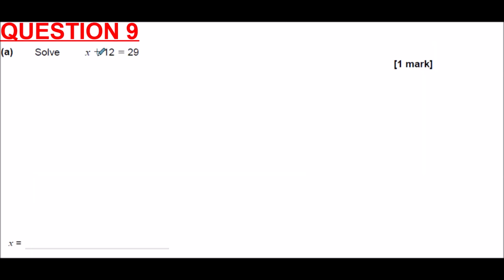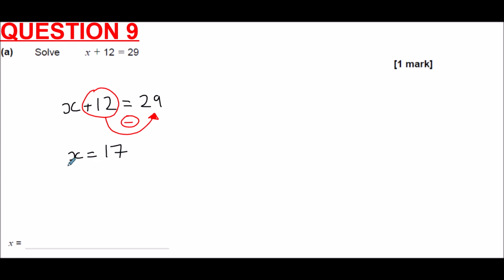Question 9. Solve x plus 12 equals 29. This is a one-step equation. To solve it, we need to have x on its own. At the minute, we've got about 12 in the way. That 12 is positive. If we put it to the other side of the equation, if we swap the side, we swap the sign. Opposite of plus 12 is minus 12. So x will be 29 minus 12, which will be 17.